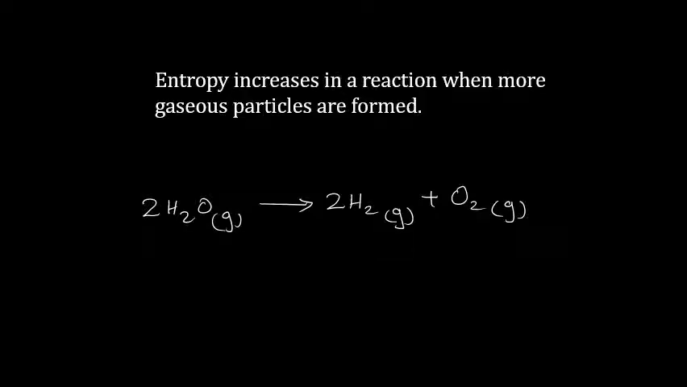An increase in entropy is also noticed when more gaseous particles are formed. Say, for example, the dissociation of water, here we are getting 2 hydrogen and 1 oxygen. So we can see that 2 gaseous particles on the reactant side change to 3 gaseous particles on the product side. So in this case, we have positive entropy, or we can say the entropy increases.